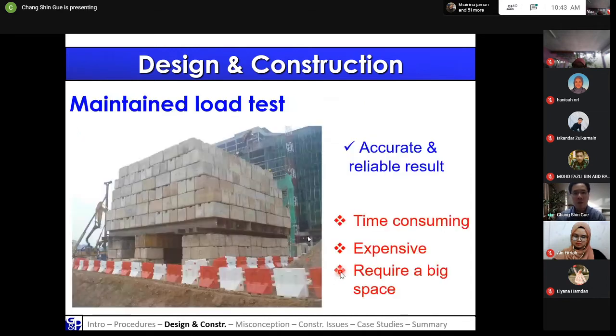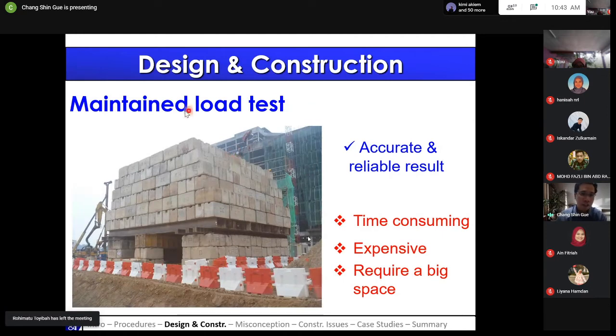So just to show you, this is a static load test or maintained load test. Probably you've seen this at the construction site. You see all these kentledge blocks, these are concrete blocks. Basically, it's the weight to load onto your pile to see the performance of your pile. So this gives you the most accurate and reliable result because your pile is subjected to the actual load itself. And then you can know how it performs under the load and to see what kind of settlement that you may experience. That being said, it is the most accurate and most reliable, but it's time consuming.